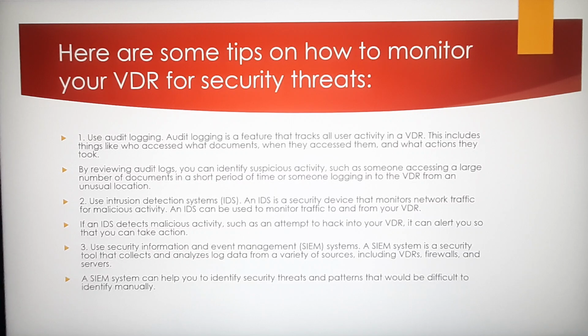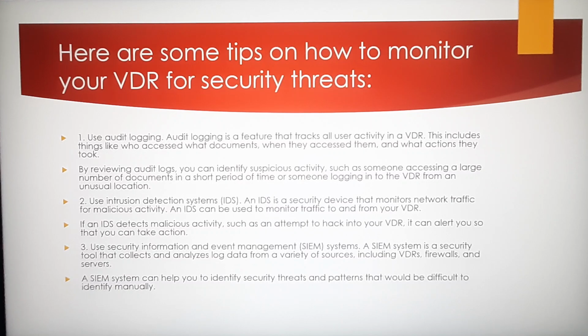Use audit logging. Audit logging is a feature that tracks all user activity in a VDR. This includes things like who accessed what documents, when they accessed them, and what action they took. By reviewing audit logs, you can identify suspicious activities such as someone accessing a large number of documents in a short period of time, or someone logging in to the VDR from an unusual location.